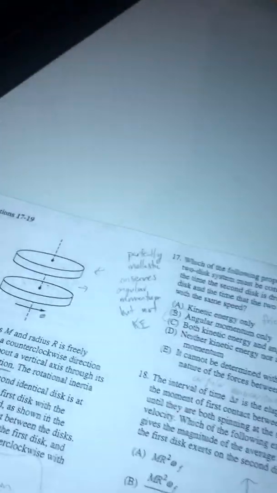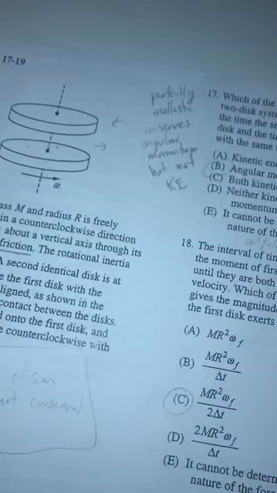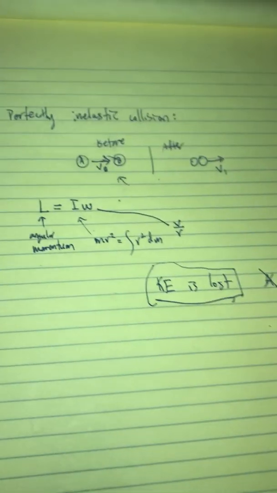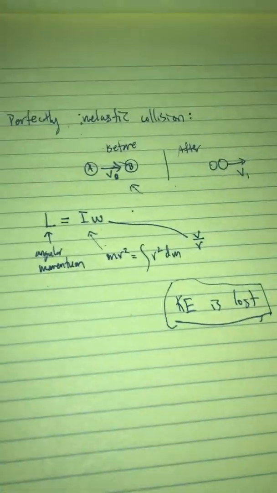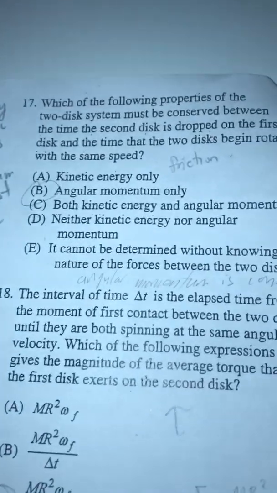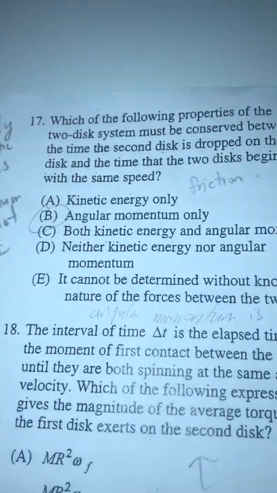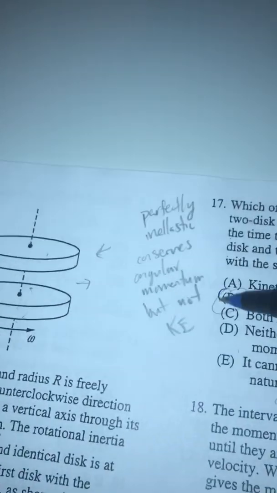Next, we think about angular momentum. Angular momentum has to be conserved, which in an inelastic collision, momentum is conserved. So therefore, angular momentum is conserved, which is the only option that makes sense. So B is our answer for problem 17.